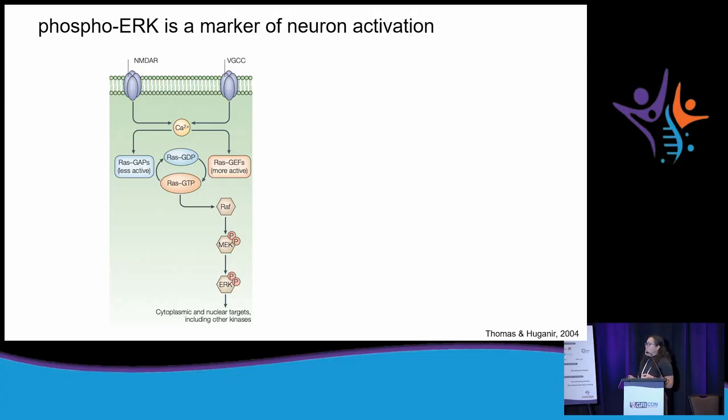So ERK is extracellular signal-regulated kinase, and what happens in neurons is that when there's a calcium influx into the cell, it activates this downstream signaling cascade, leading ultimately to the phosphorylation of ERK. And so phospho-ERK can and has been used as a marker of active neurons, and this is what I'm interested in doing.